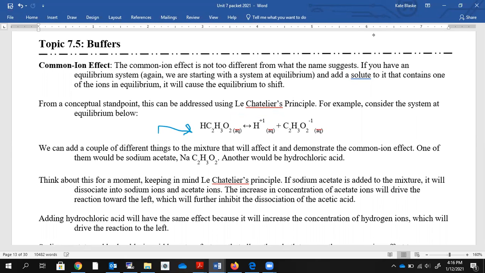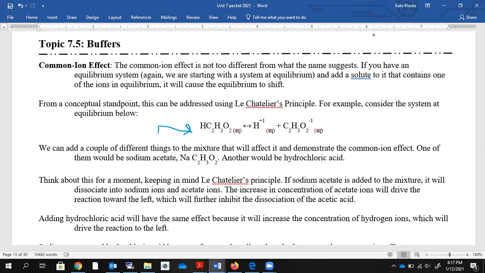If, on the other side, I add into that mixture something that has acetate ion in it, I could cause a shift back towards the reactants, reducing the amount of H+ I have in the solution. I also could add in more H+ to cause the same shift. If I add in H+, I could cause a shift this direction.